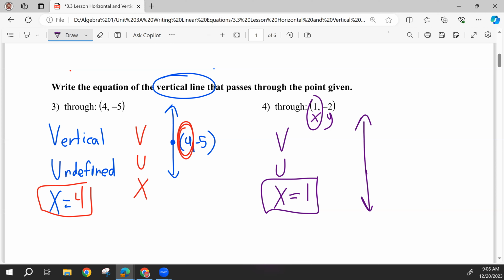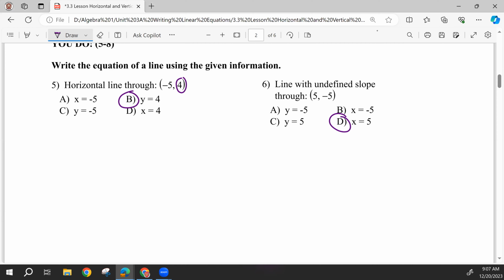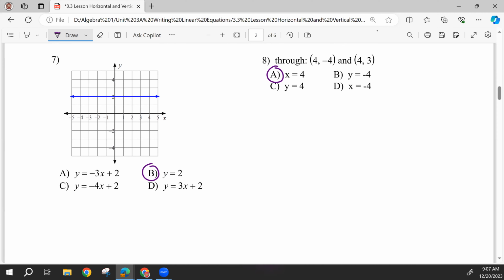So here are the first two answers. The first one was a horizontal line, so we're going to be looking at the y value. The next one was a line with undefined slope. Undefined slope means it's a vertical line, and we're looking at the x value, so we'll have an x equals. The third one, we had a horizontal line, again, graphed. Horizontal is a line with zero slope, so we're looking at the y value. So any point on this graph has a y value of 2, and so we choose y equals 2.